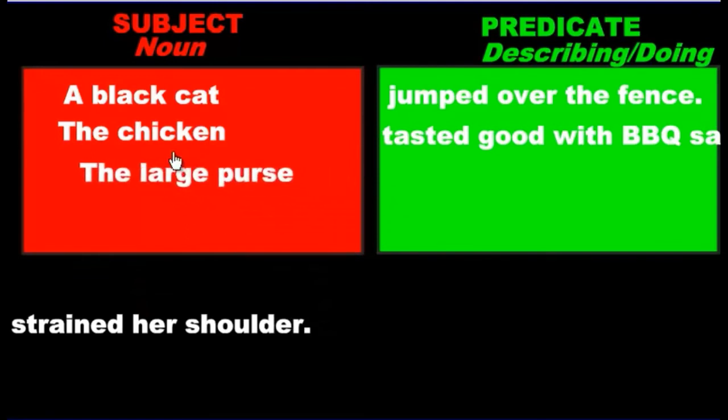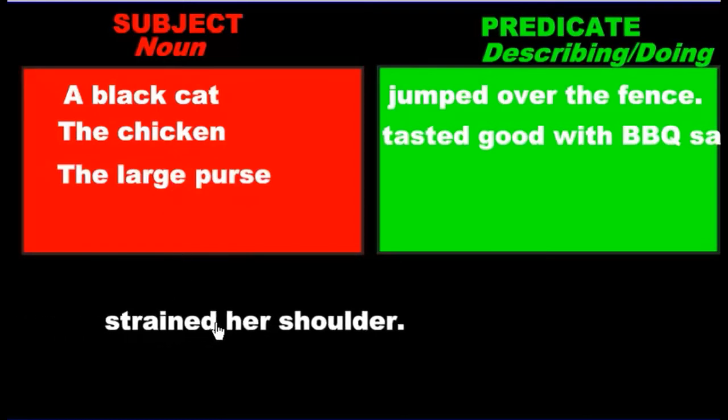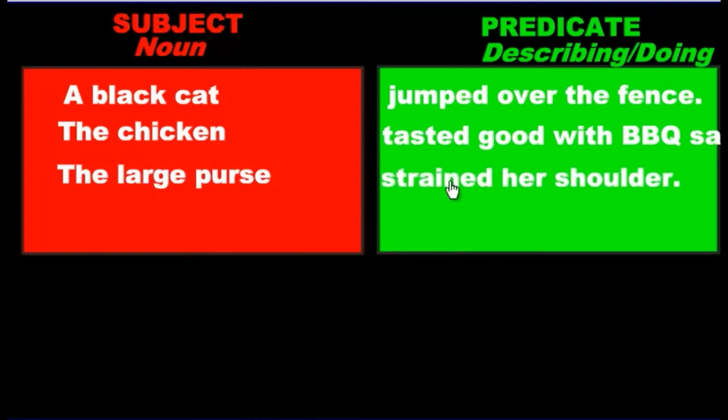The large purse, that's the thing. It's a person, place, thing. It's my subject. I'm talking about the purse. Strained her shoulder. Oh, the large purse doesn't really... Okay, we could say that. That makes sense. Because if a lady is carrying a purse on her shoulder, the purse can strain her shoulder.